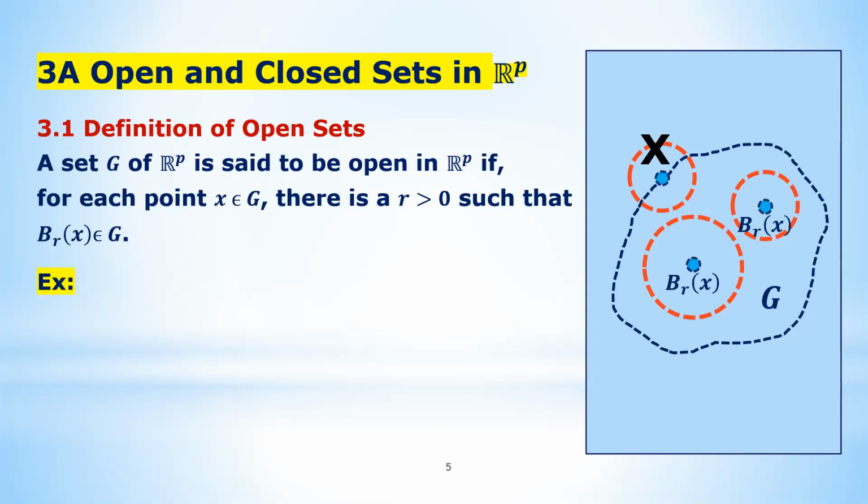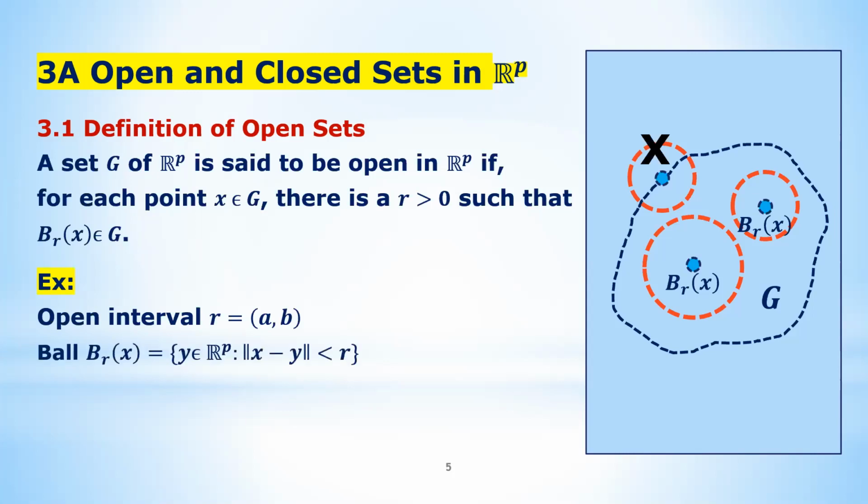Okay, so examples are open intervals. An open interval is an open set, like the interval from a to b. It's an open set. Or you can see a ball. A ball is an open set. So the open set concept is very simple. It can be defined through this kind of definition, using a small ball. Okay, now that's the definition.